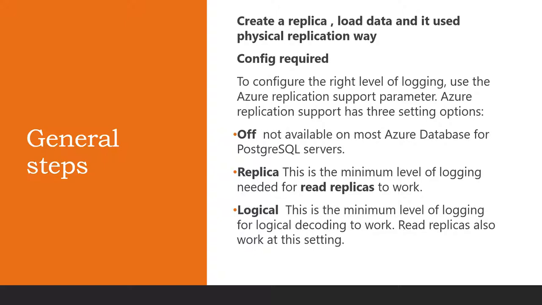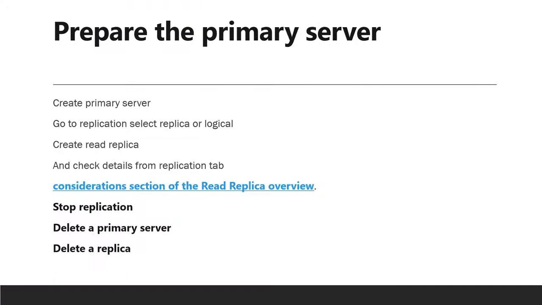There are three configuration options available: off, which is disabled by default, which means you cannot use it; replica; and logical. Replica is the default, and logical is the minimum level of logging which is required to make your replication work. This is what we are going to do in the preparation of the primary server.